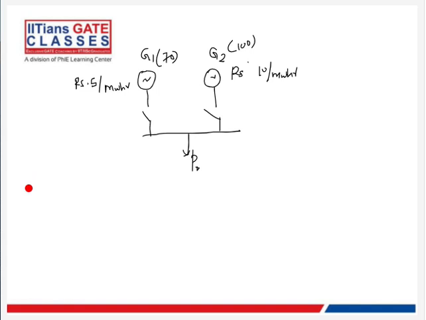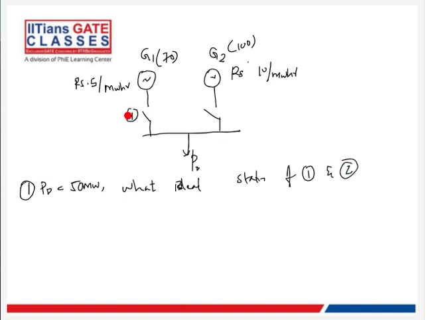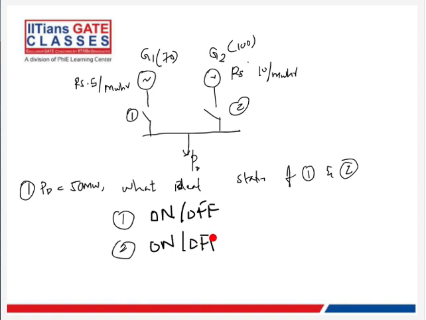So the first question we are going to look at is unit commitment. If P_D or P load is 50 megawatt, what is the ideal status for 1 and 2? Consider this is switch number 1 and this is switch number 2. If we are only supplying 50 megawatt, what should be the condition for 1 and 2? On, off, or off, on? What is the combination?